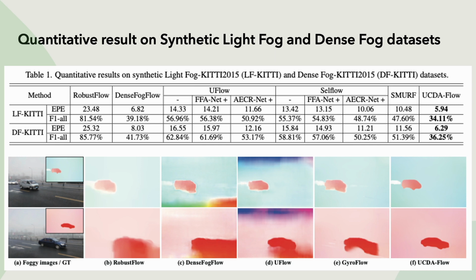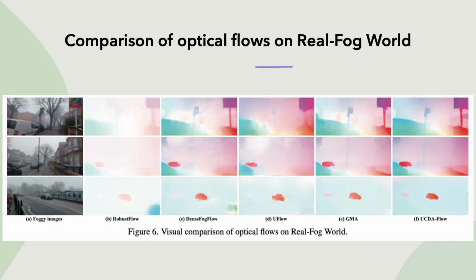Let's take a closer look at the visual comparison panel. Panel A shows the ground truth foggy images, while panel B to F displays the output of different methods: robust flow, dense flow, UF flow, gyro flow, and UCDA flow respectively. Here we can see the comparison of various model performance on three different images with the real fog and how accurately it defines the object and the optical flow object sharpness.